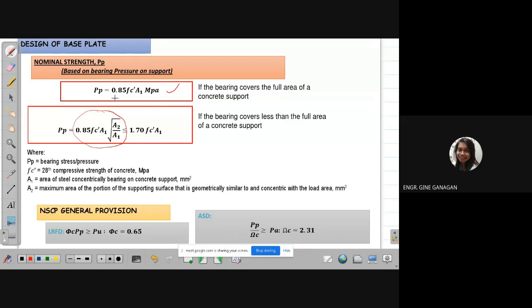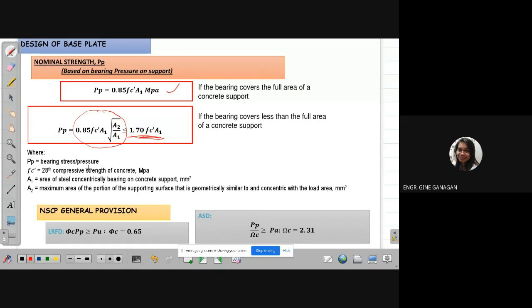So in cases na mag-exceed ito yung gagamitin nating value. Okay? So dapat hindi mag-exceed yung nakuha nating value dito sa equation with this equation. So pag nag-exceed siya, ang kukunin natin itong equation. Okay? That is based on bearing that covering less than the full area of concrete.